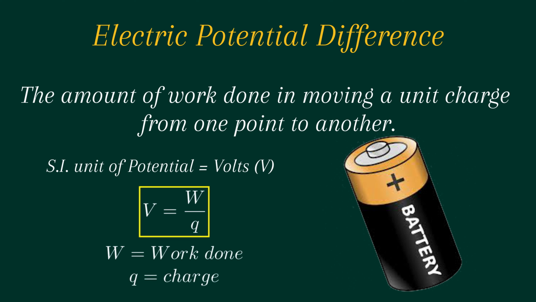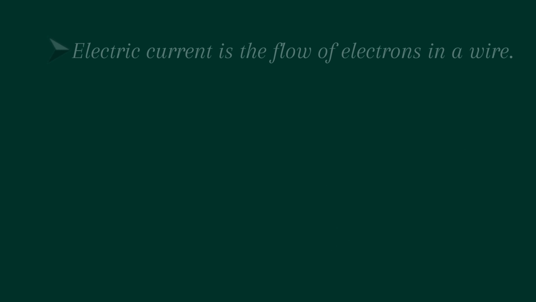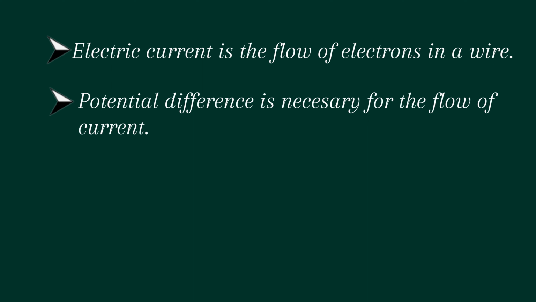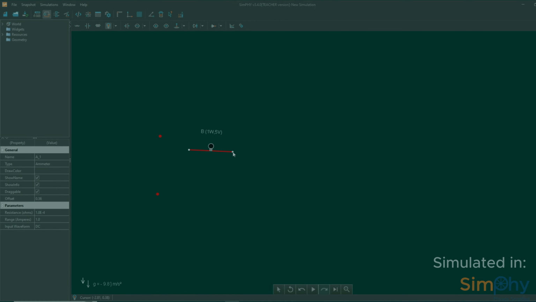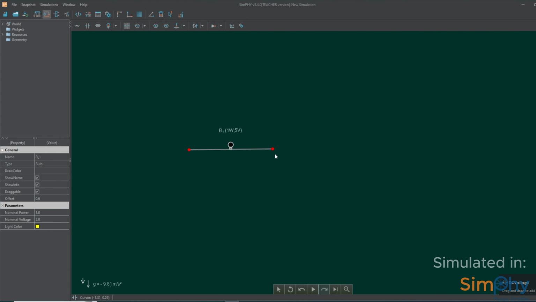Until now, we know two things. Number one, electric current is the flow of electrons in a wire, and number two, a battery provides potential difference for the flow of current. Now let's set up an experiment to derive a relation between these two parameters. We begin by adding a bulb to our circuit diagram. Now for this bulb to glow, we need a potential source, which is a battery. Next, we add a switch to our circuit so that we can control the flow of current.